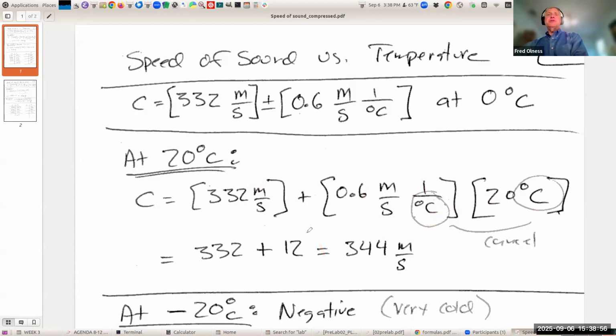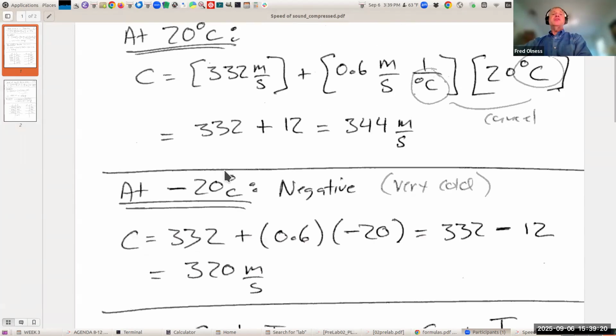Okay, so at room temperature, it's about 344. That's why you see I picked 350, because that's a nice round number. It's half of 700, but more commonly I'll probably round it to 340, but it could be different at different temperatures. And of course, when you go outside and it's very hot, it's going to be quite a bit higher.